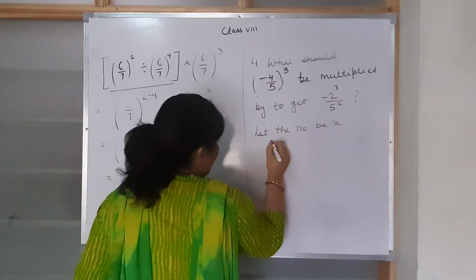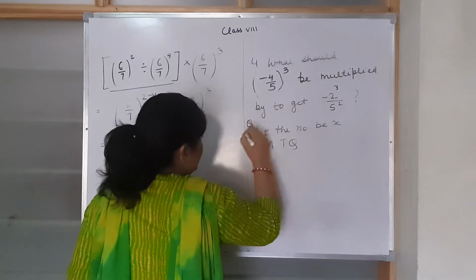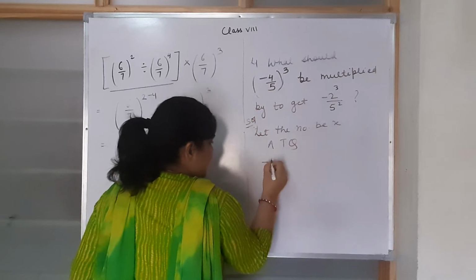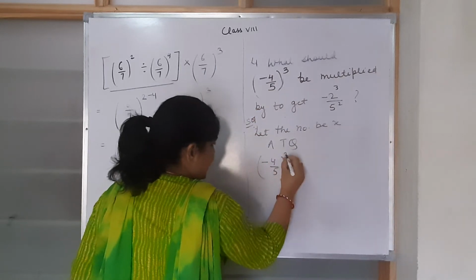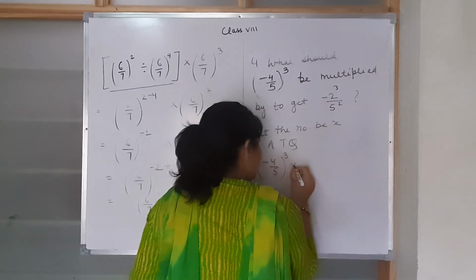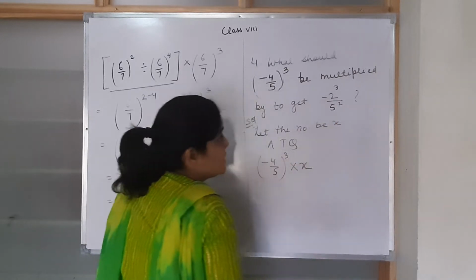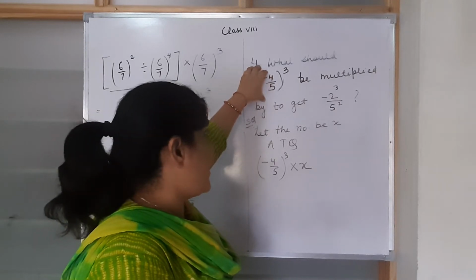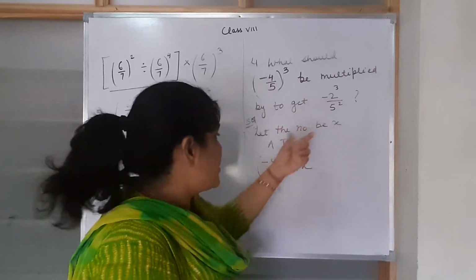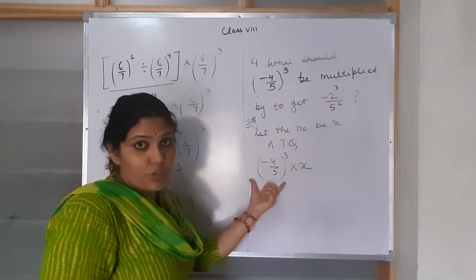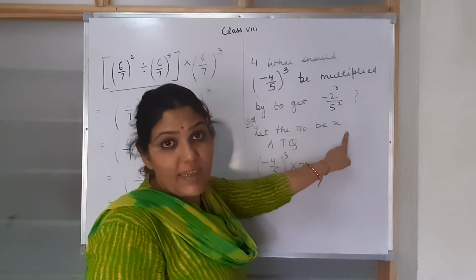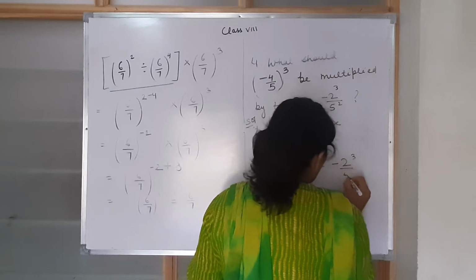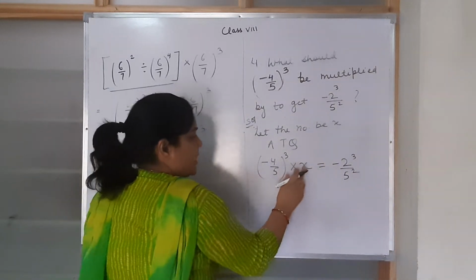So according to the question, what are they saying? They are saying we have to multiply this number by another number, and our number is x. By what number should this number be multiplied to get this? This is the product. So our first number is (-4/5)^3, our second number, I am assuming, is x, and the product is (-2)^3/5^2. So we need to find this.